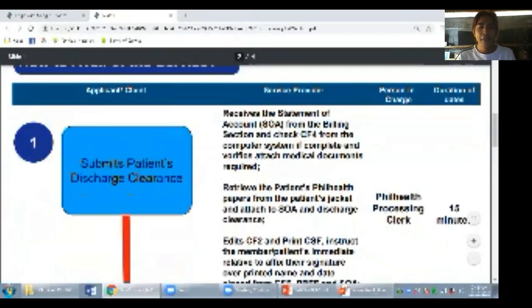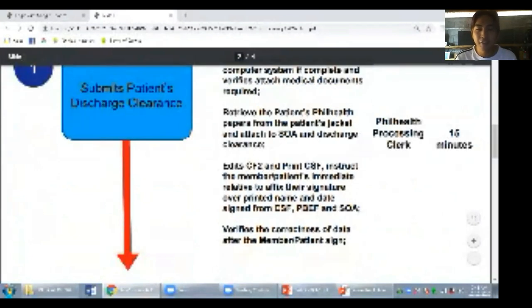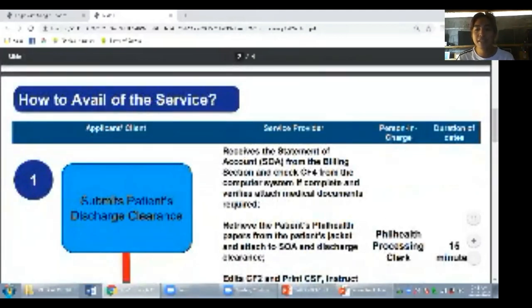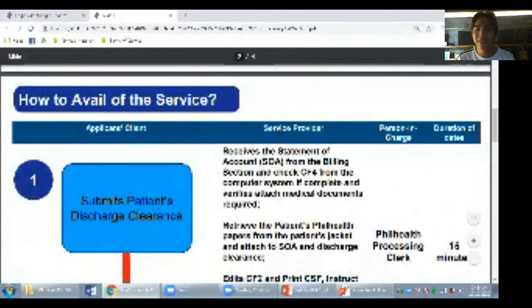First, the patient must submit discharge clearance, and the service provider receives the statement of account or SOA from the billing section, checks CF4 from the computer system if complete, and verifies the attached medical documents required. They retrieve the patient's PhilHealth papers from the patient's jacket and attach the SOA and discharge clearance. They edit CF2 and print CSF, and instruct the member or the patient's immediate relative to affix their signature over printed name and date signed on the CSF, PBEF, and SOA, and they verify the correctness of data after the member or patient signs. The person in charge here is the PhilHealth processing clerk, and it will take 15 minutes.